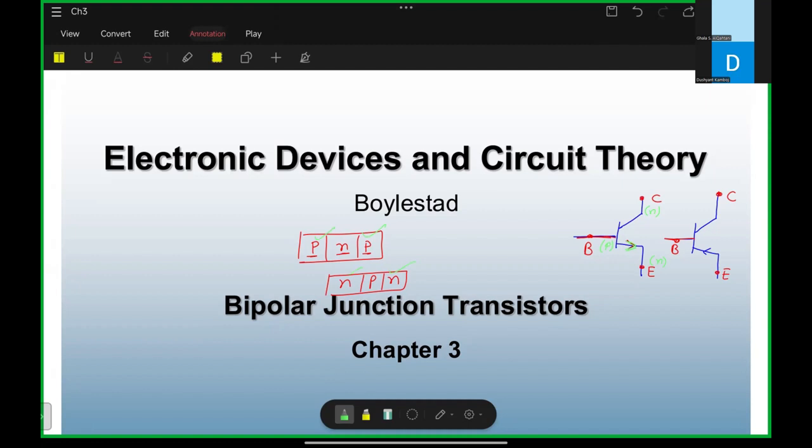Yes. The last one, which type of transistor is this one? Because the arrow is going inside, right, Gala? Yes. The arrow goes the other way. So the emitter is P type, base is N type, and the collector is P type.